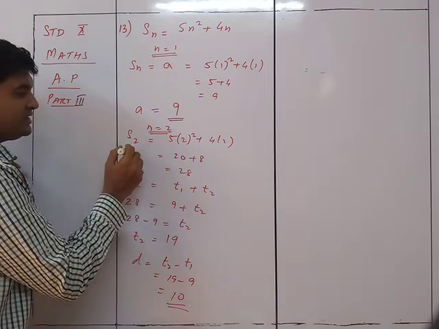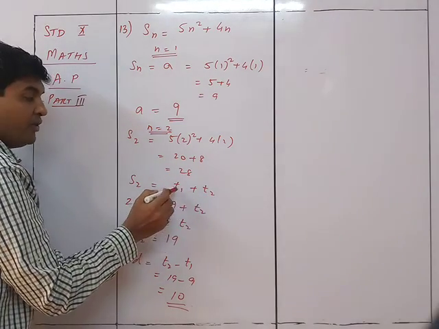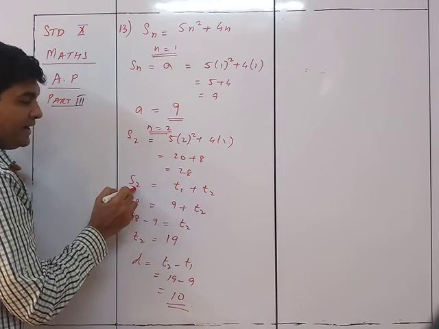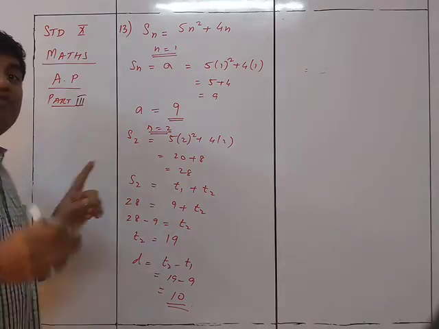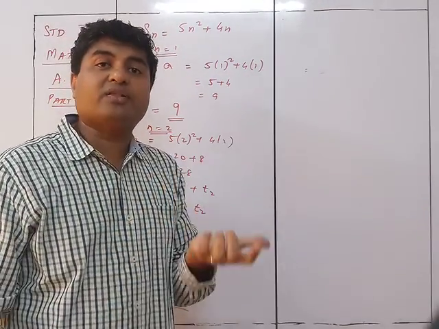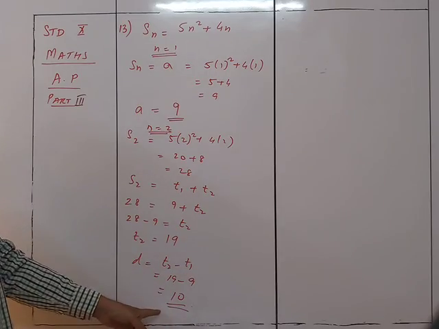We took this S2, which is nothing but a plus b, that is the first term plus second term. First term plus second term, I know it is 28. First term I know it is 9. So the second term I can find out. Now from the first term and the second term, I can find out the difference between the two terms. So the difference is nothing but T2 minus T1 is D.